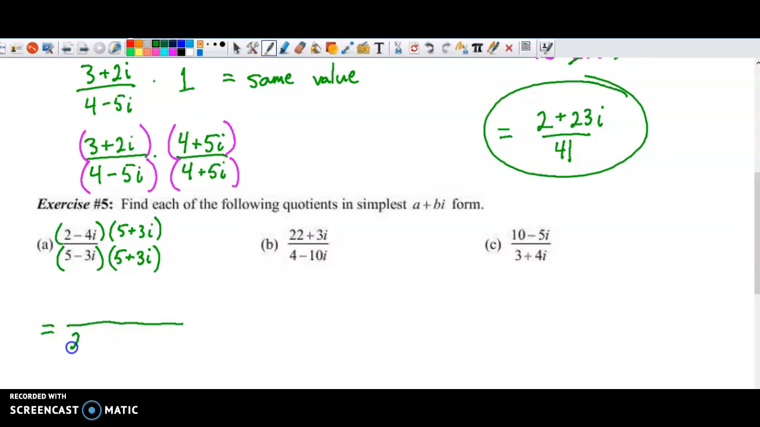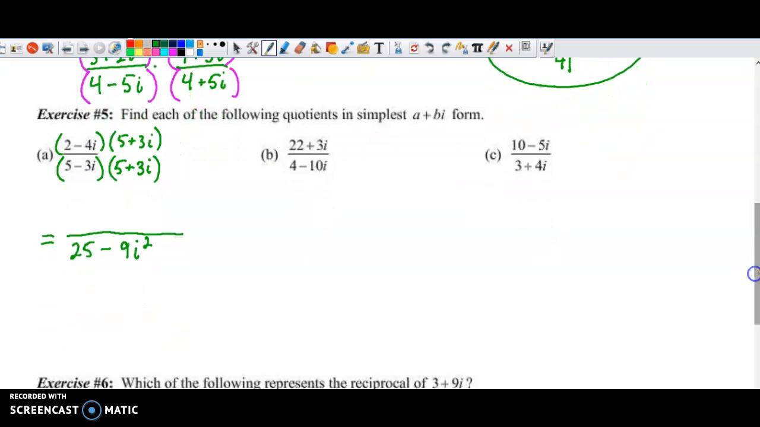5 times 5 is 25. I know in my head the outside and inside terms will cancel, and then I just do the last term, minus 9i squared. But it is okay if you memorize the rules and you're just like, okay, well, 25 plus 9 is 34, so that must be my answer there. But you do need to FOIL the top still.